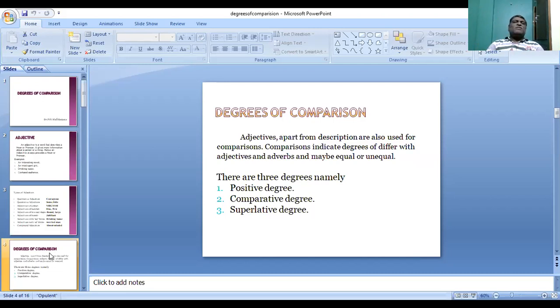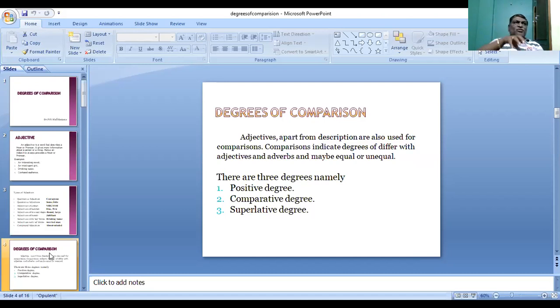In the degrees of comparison, we have three types, namely positive degree, comparative degree, and superlative degree. What exactly do you mean by positive degree, comparative degree, superlative degree? We have actually adjectives and also adverbs. Adverbs are also used for comparisons. So when you use them, what is a positive degree? Positive degree is only a mere description of a person or a thing that you are talking about.